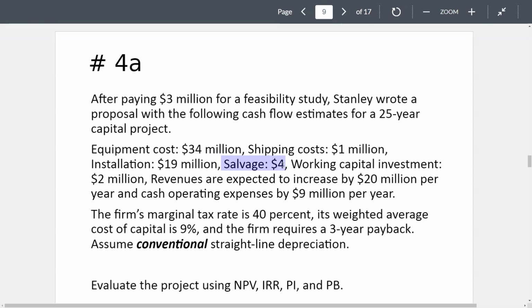And one tip I want to give you is on the test, if she doesn't say it is simplified or conventional, then you assume it to be conventional. I think that's the correct way. So on the test, if it doesn't say conventional, I just do conventional. If it just says straight line depreciation, then that is conventional, not simplified. She has to explicitly tell you simplified.